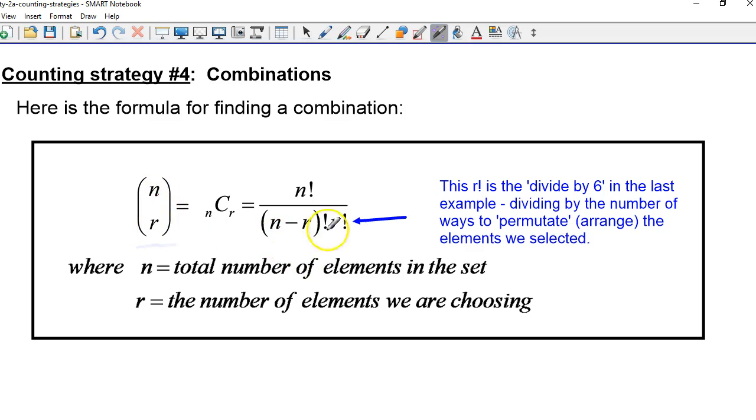Okay, so the formula looks almost the same as the permutations formula. It's n factorial over n minus r factorial, but then there's an extra r factorial on the bottom.